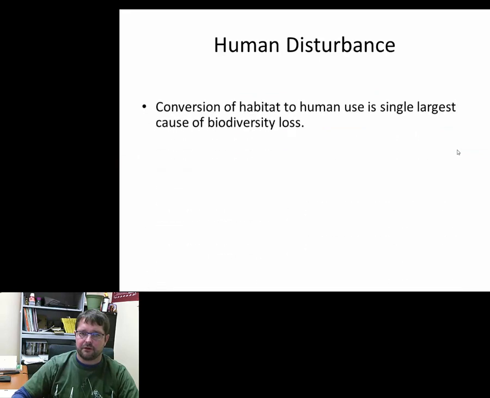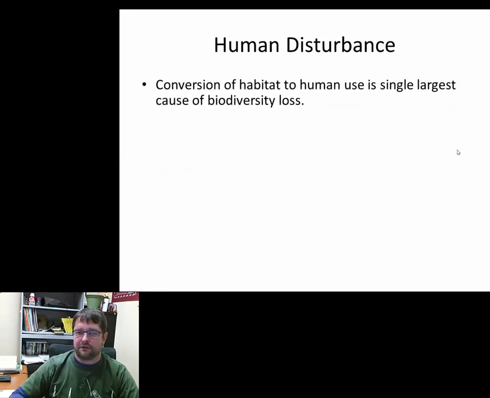So human disturbance, regardless of whether we're talking about terrestrial habitats or marine and freshwater habitats, the single largest contributor to biodiversity loss is humans converting these habitats to something they find more useful. Whether that be draining a wetland, cutting a forest down, plowing up a grassland, or building a house on a sandbar, all of this is really going to increase the biodiversity loss.